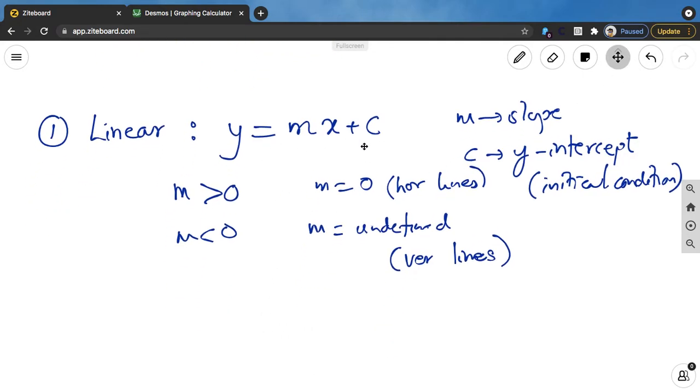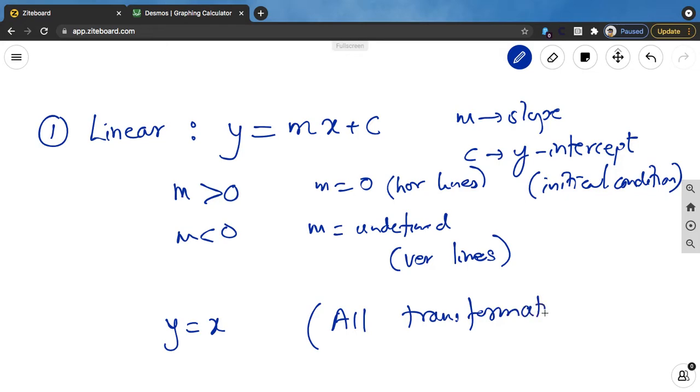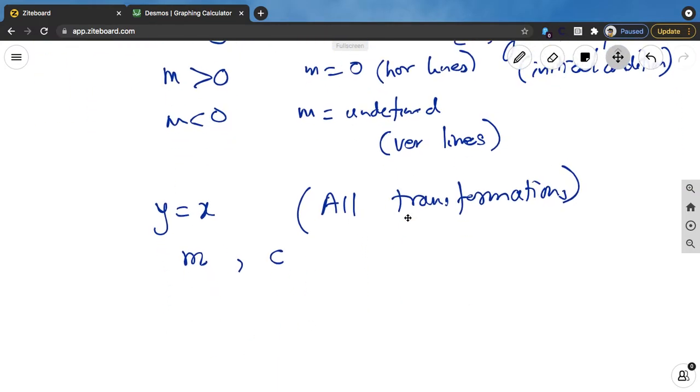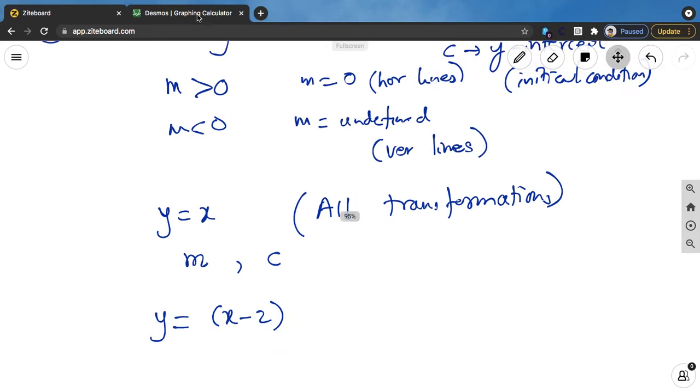When I write y = mx + c, I'm thinking of the basic line y = x, and all kinds of transformations possible on the line will make it mx + c. So depending on the values of m and c, I can have a vertical stretch, a vertical translation, a horizontal stretch, or a horizontal translation, isn't it? For example, y = x - 2. I can think of it as a horizontal translation, or I can think of it as a vertical translation. Let's, for example, draw this and see.